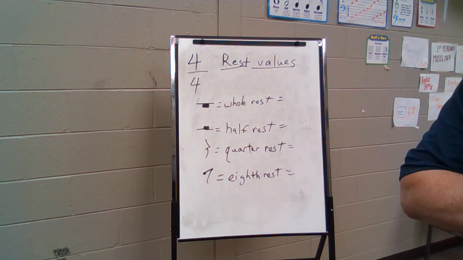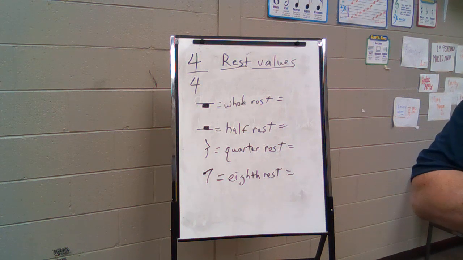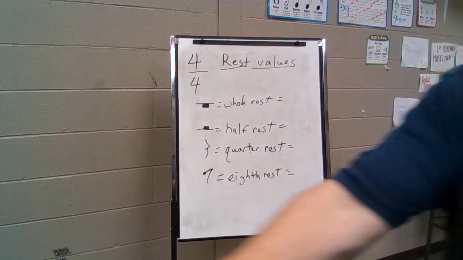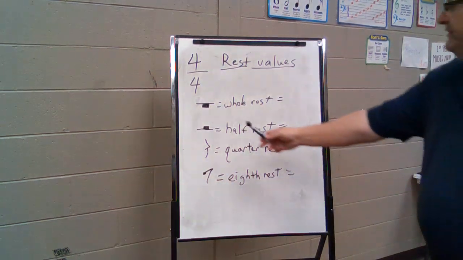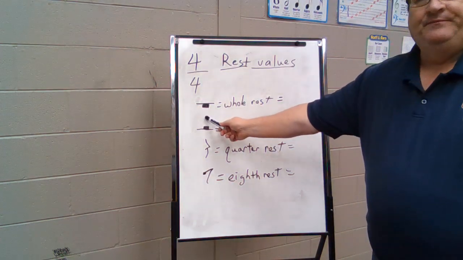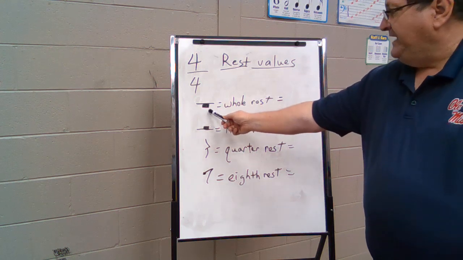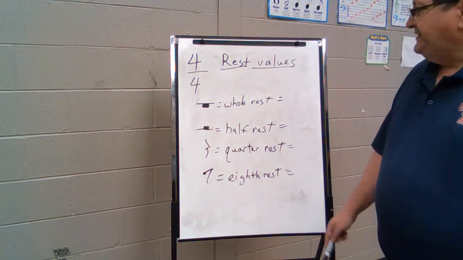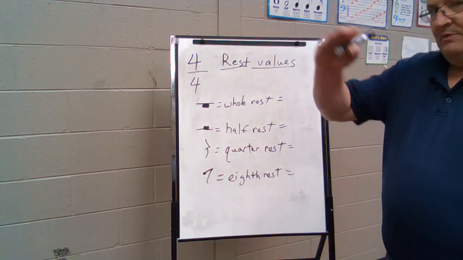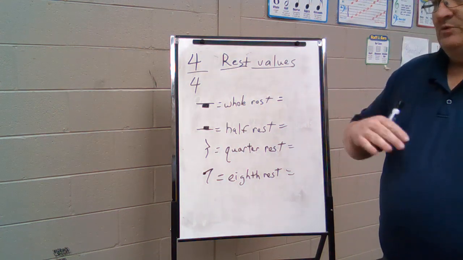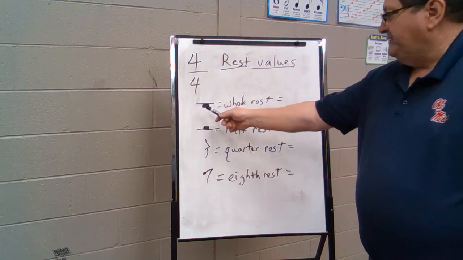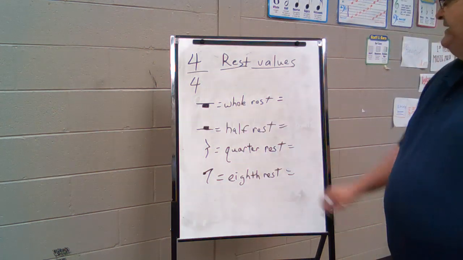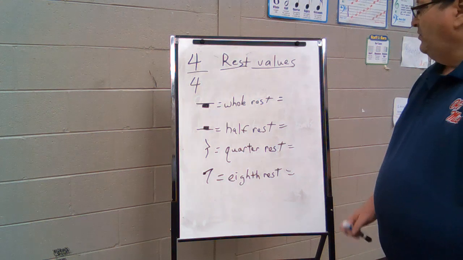As you see on the board, in 4/4 time, our rest values are basically this. The whole rest looks like this, an upside down hat, and it hangs from the 4th line. It hangs from the 4th line in music, which is one from the top. Remember, we count from the bottom up on the staff: 1, 2, 3, 4. It hangs upside down from that 4th line. This is what it looks like. It's called the whole rest.